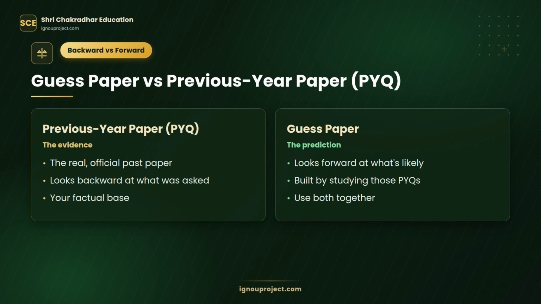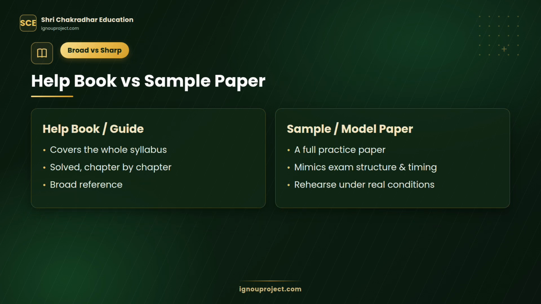So the PYQ is your evidence, and the guess paper is the prediction drawn from it. Use both together. Now the help book and the sample paper. A help book or guide covers the whole syllabus in solved form, chapter by chapter. It is broad. A guess paper is narrow and sharp, focusing only on the most probable questions for quick revision.